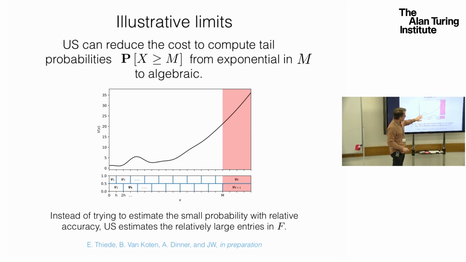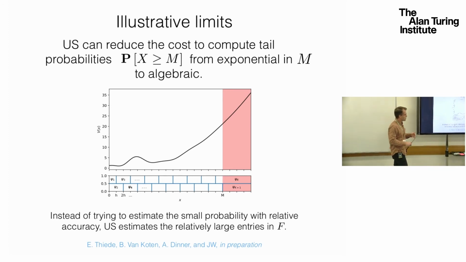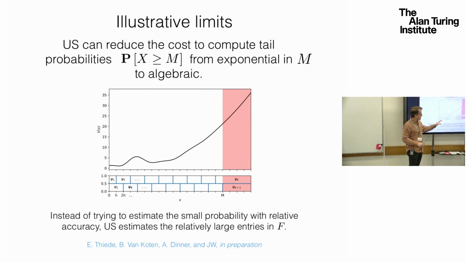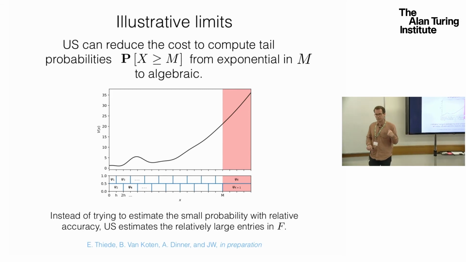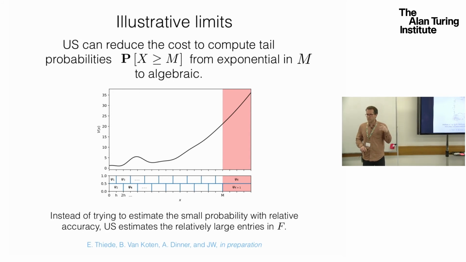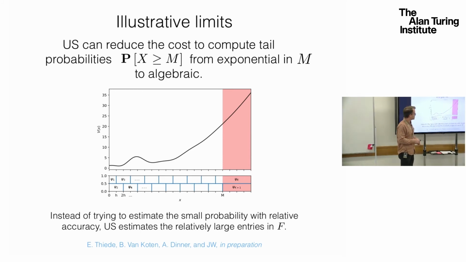It means that I've gone from an exponentially expensive problem down to an algebraically expensive problem in M. So as M increases, any direct method would be exponentially expensive for relative accuracy. For umbrella sampling, even with this simple discretization, it drops down from exponential to algebraic. So that's one demonstration of the utility of this umbrella sampling idea in the context of sampling tails.